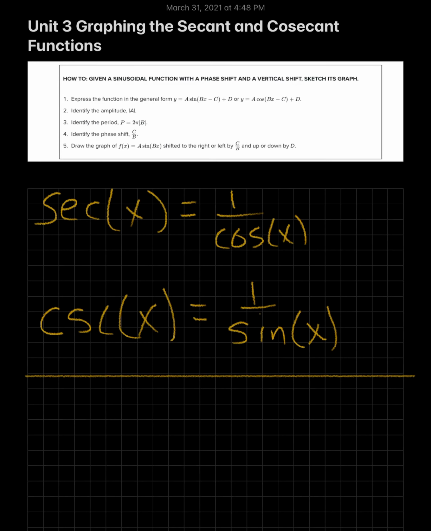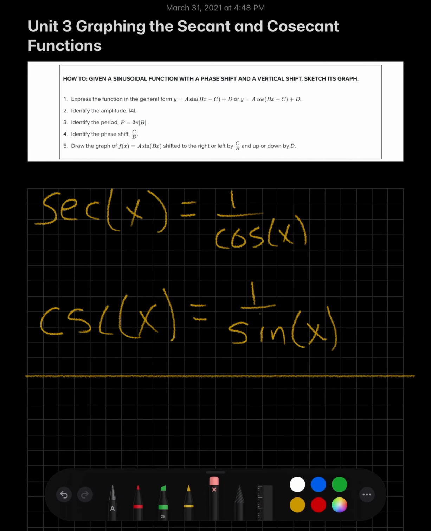Hello pre-calculus, welcome back. In this video, I'm going to talk to you about graphing the secant and cosecant functions. And the way we're going to do that is actually pretty cool. We're going to exploit the relationship between secant and cosecant and sine.